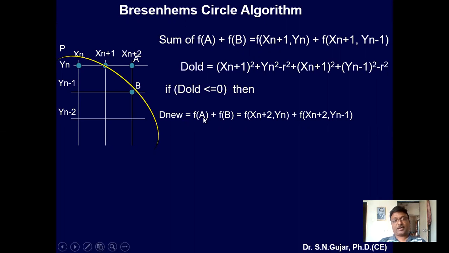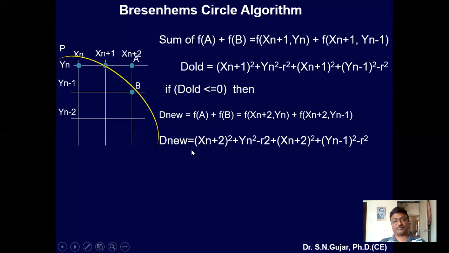So for d new, again f of a and f of b, both you have to make the sum. What is the value of f of a? Xn plus 2 comma yn. And what is the value of f of b? Xn plus 2, yn minus 1, because of the b value. Now put this in your x square plus y square minus r square equation. So that is the d new value. Xn plus 2 whole square plus yn square minus r square. Here again xn plus 2 whole square plus yn minus 1 whole square minus r square.